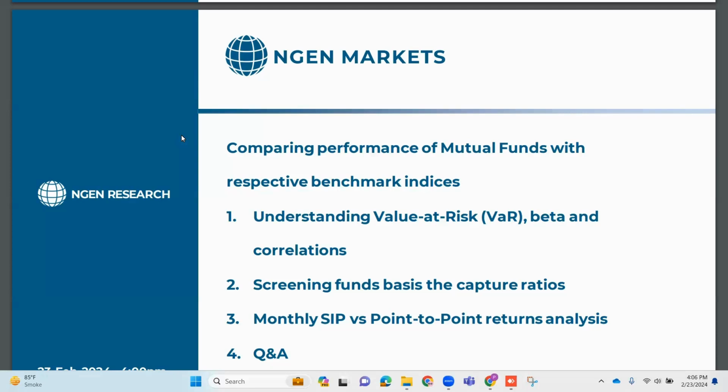Next, we will move ahead and understand how we can compare monthly SIP versus a lump sum analysis, which is done using the point to point tab on the compare section. We will see how these two measure up with each other. And then finally, as is customary, we'll throw the forum open for a Q&A session wherein you can get your questions answered by either typing in the chat box or directly unmuting yourself to speak. So let us now begin.